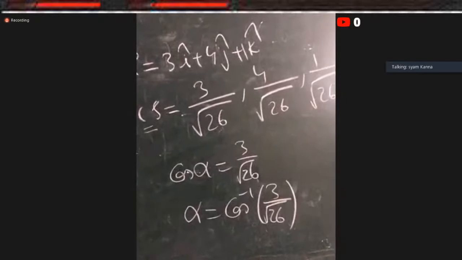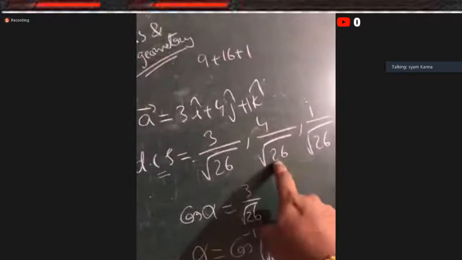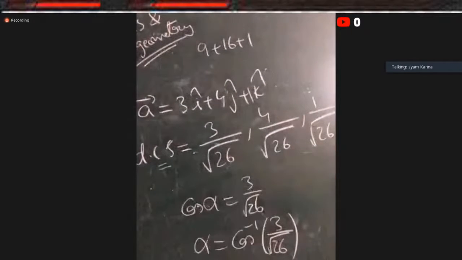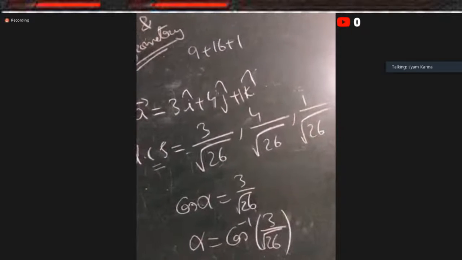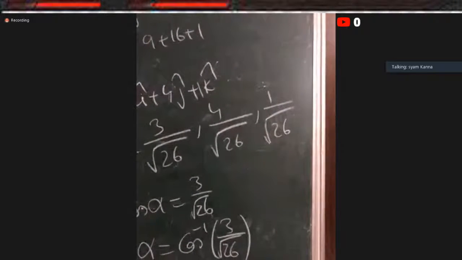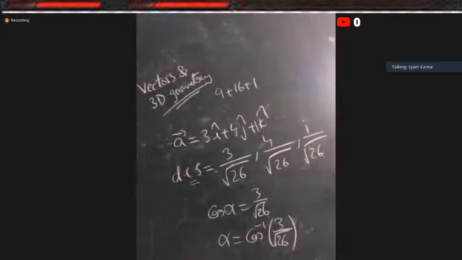Sir, he is asking angle made with the y-axis. Then equate this to cos beta. Then you will get beta. Means cos inverse of 4 by root 26 will come. Angle made with the z-axis means cos inverse of 1 by root 26 will become. Like that you can find.